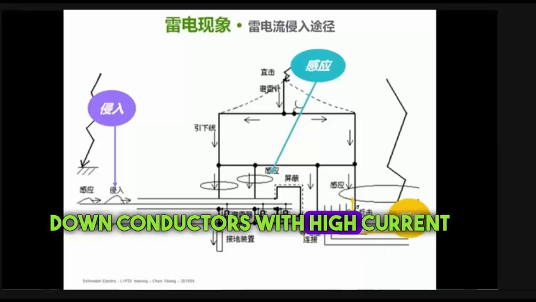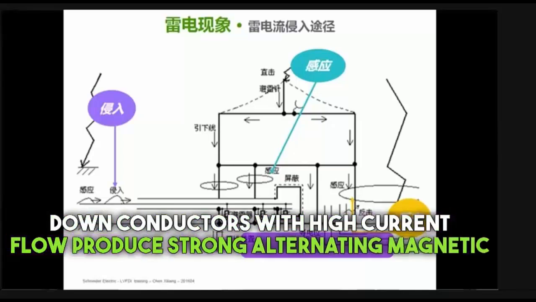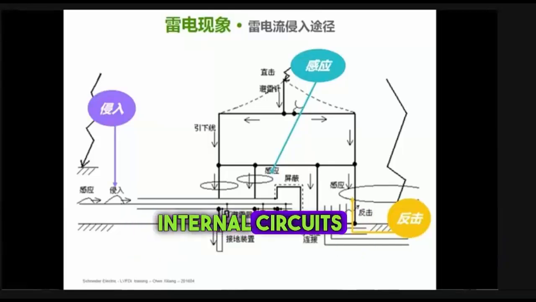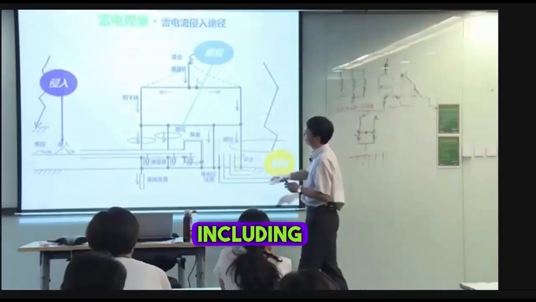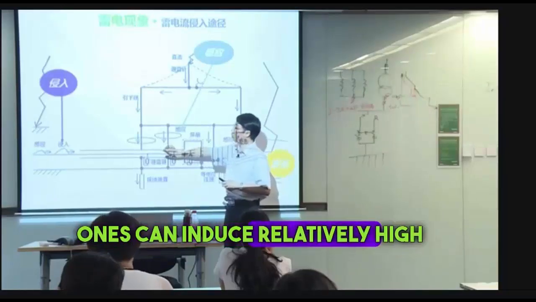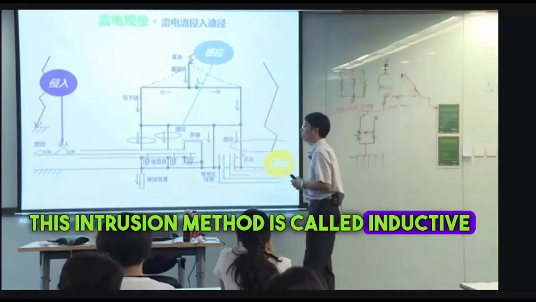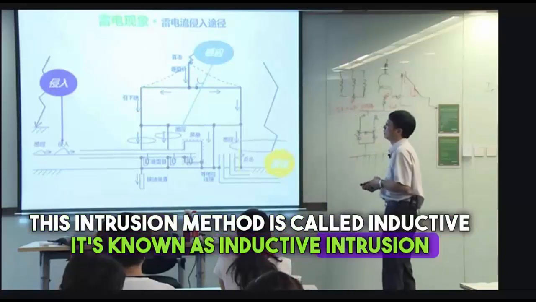Down conductors with high current flow produce strong alternating magnetic fields. Then in our building's internal circuits, power systems, including low voltage ones, can induce relatively high overvoltage. This intrusion method is called inductive intrusion.